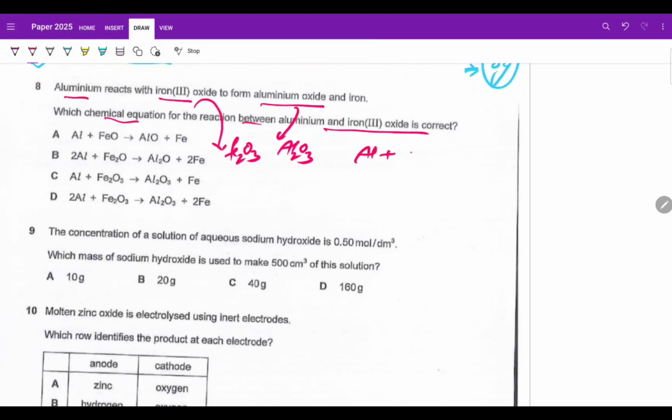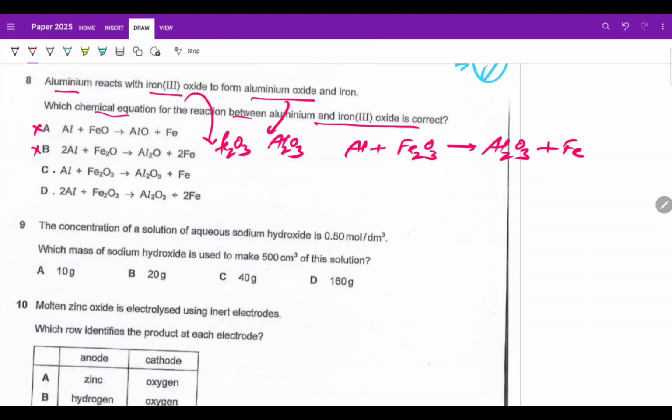Al plus Fe2O3 gives you Al2O3 plus Fe. That should be the skeletal equation. Option A is Al plus FeO, not correct. Option 2 is 2Al plus Fe2O, also not correct. Option 3 is Al plus Fe2O3, it could be possible. And option 4 is 2Al plus Fe2O3, possible. What are they forming? Al2O3 plus Fe.